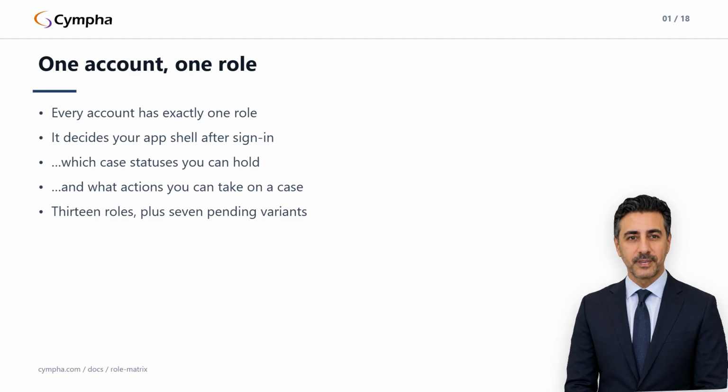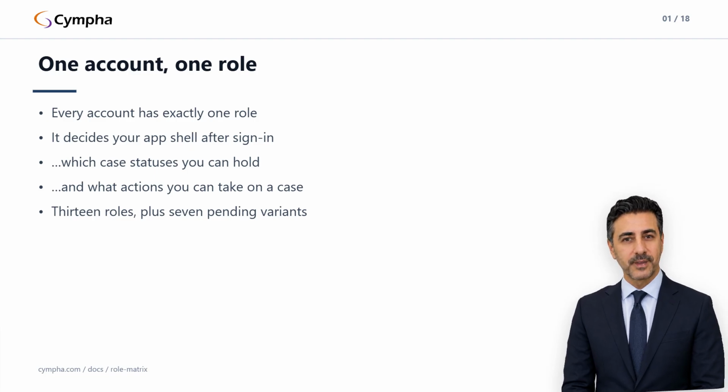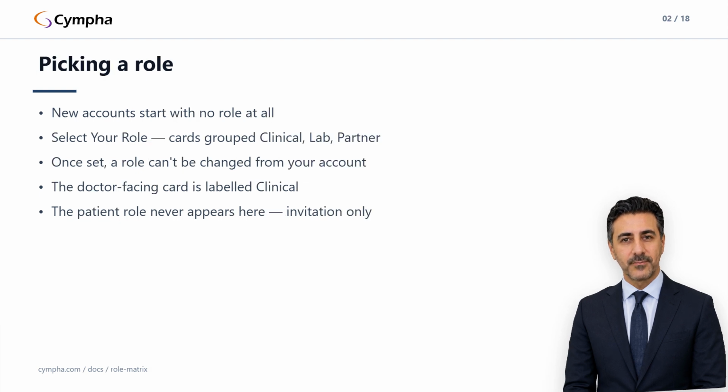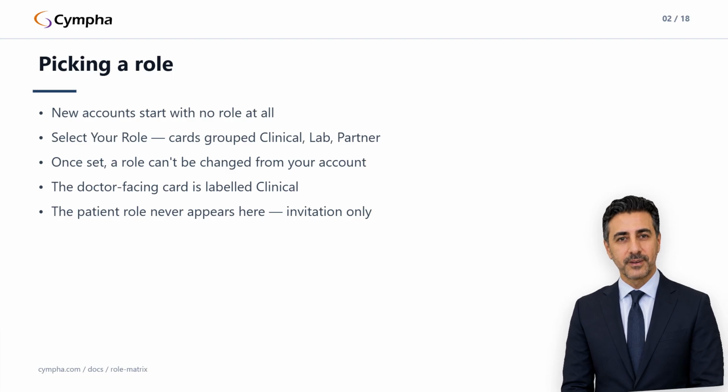So how does an account get its role? A brand new account starts with no role at all. On first sign-in you land on the Select Your Role screen, a set of role cards grouped into three families: clinical, lab, and partner. You pick one card, and here's the part to take seriously. Once set, a role cannot be changed from your own account. There's no settings page where you switch from designer to intaker.